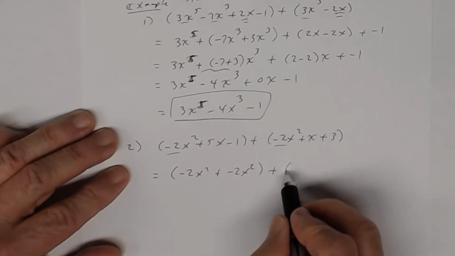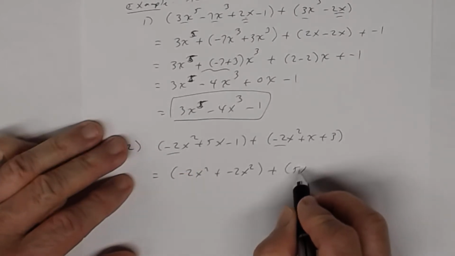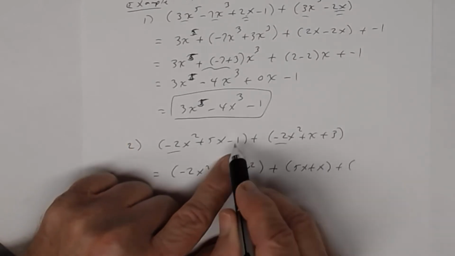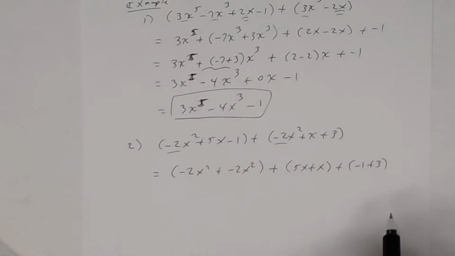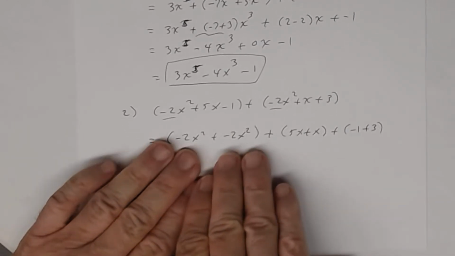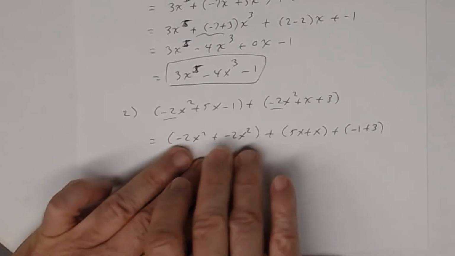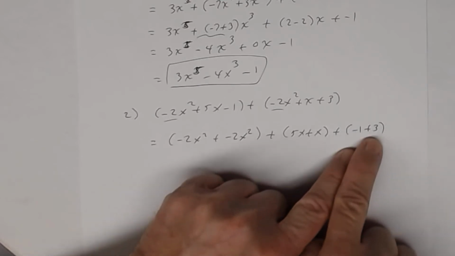Then I'm going to put the x's together. 5x and x. So 5x plus x. And then my constants, plus a negative 1 plus 3. Okay? So all I did was put the x squared together, the like terms together, in parentheses. The x squareds, the x's, and the constants.